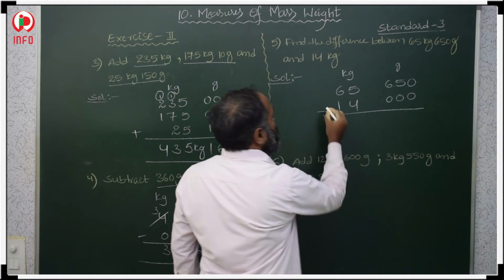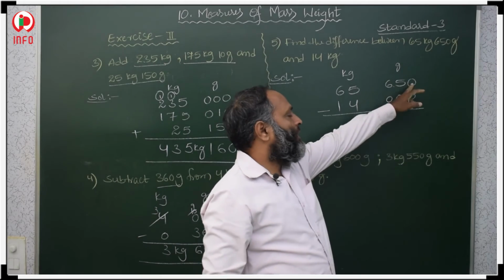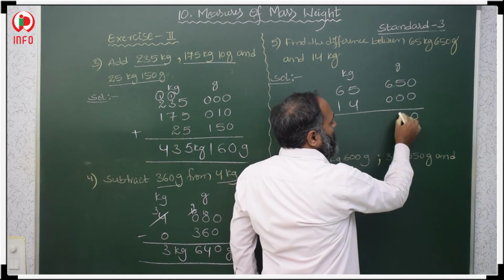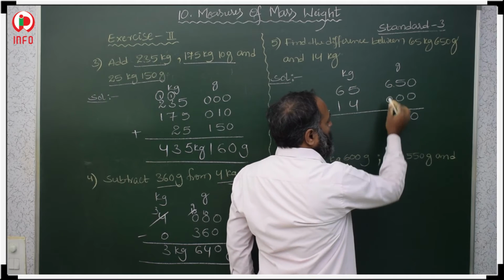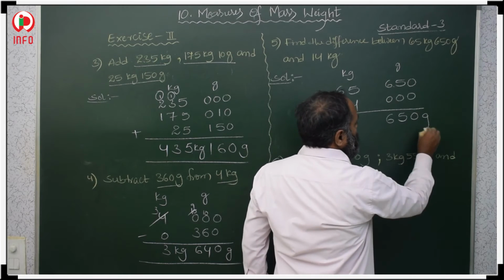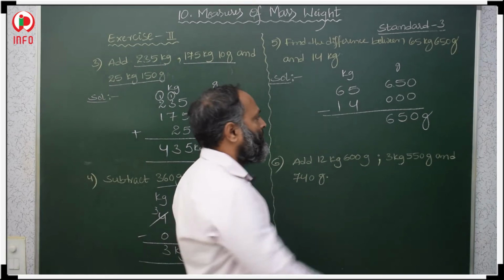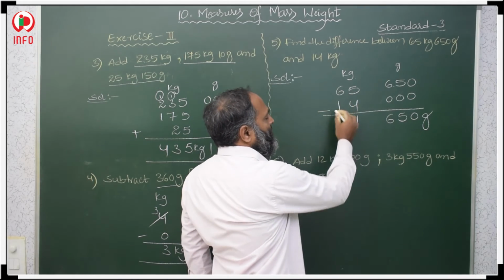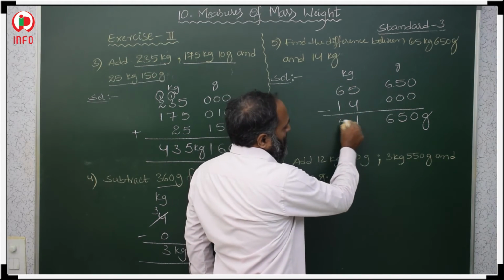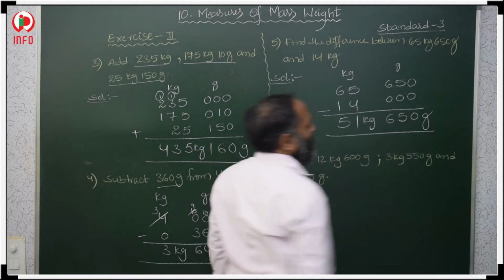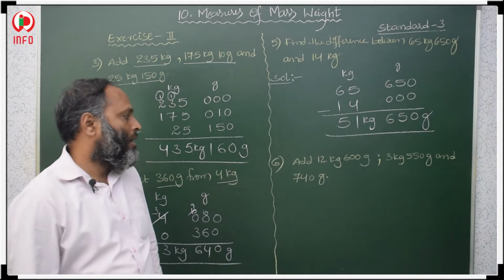Now subtract. Extreme right digit in grams. 0 minus 0 is 0. 5 minus 0 is 5. 6 minus 0 is 6. This is grams. Now the kgs part. 5 minus 4 is 1. 6 minus 1 is 5. 51 kgs, 650 grams.